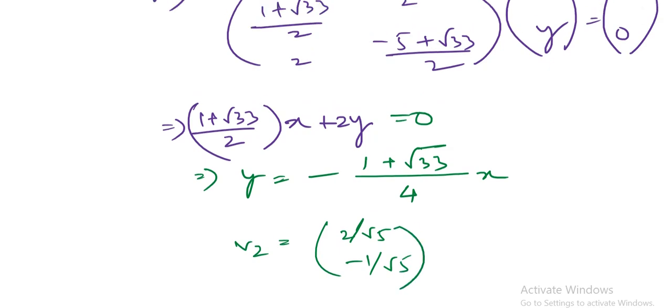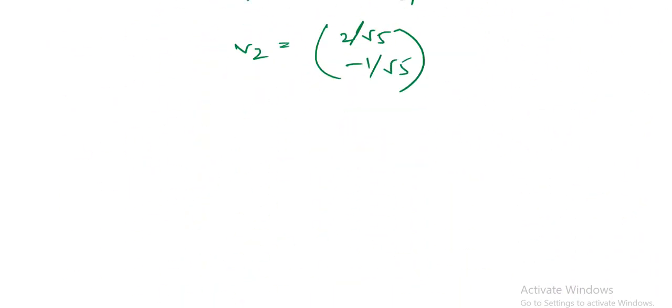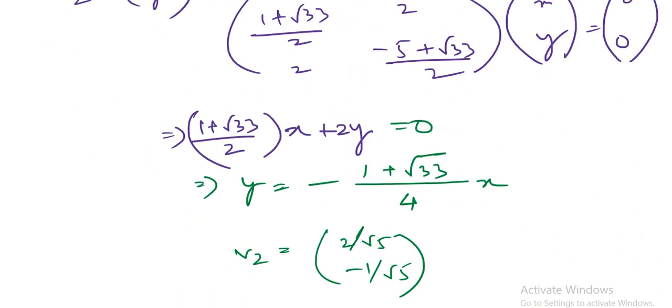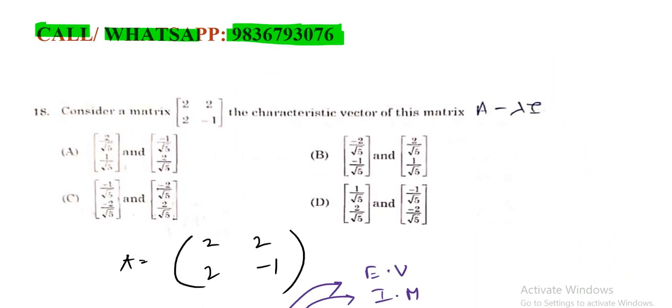So what is the value of V1 here? 2 by root 5, 1 by root 5, and V2 is 2 by root 5, minus 1 by root 5. What will be the correct answer? Option A will be the correct answer here.